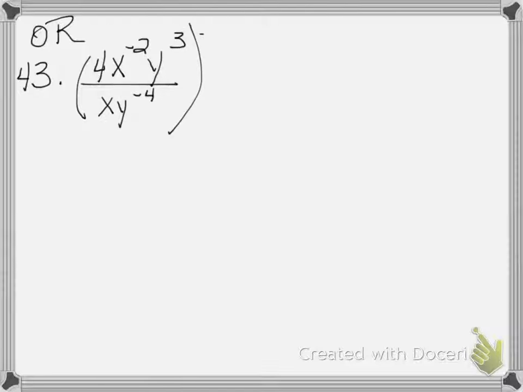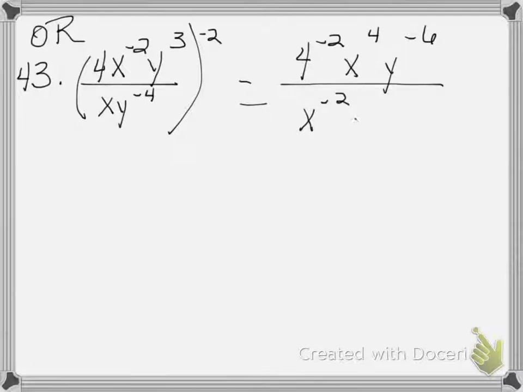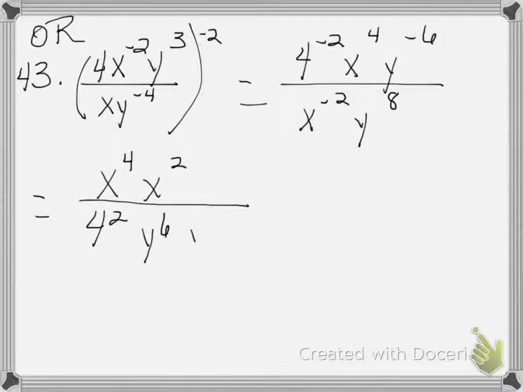Another way to do this is to make the outside positive. Oh no, I distributed it. And then make everything positive. Then multiply my variables together by adding the exponents.